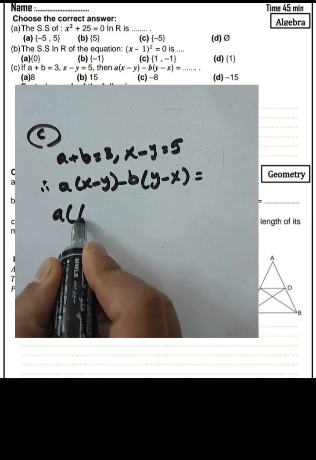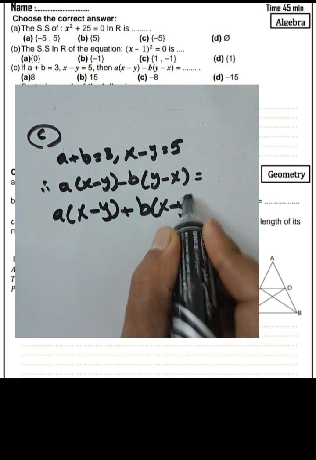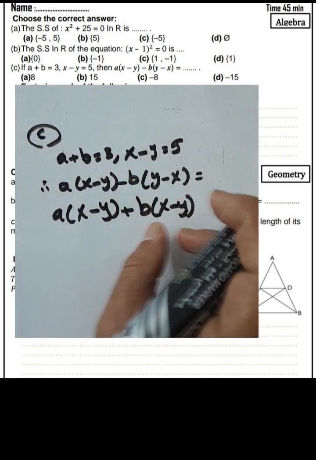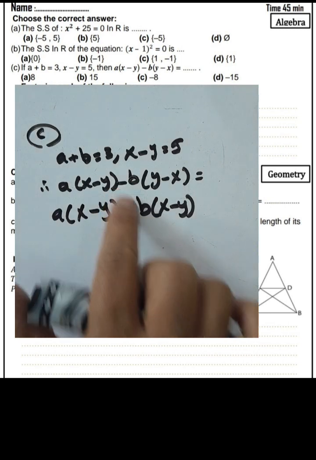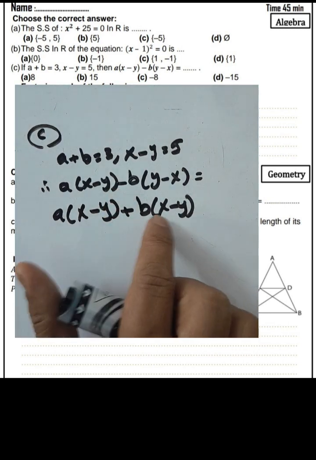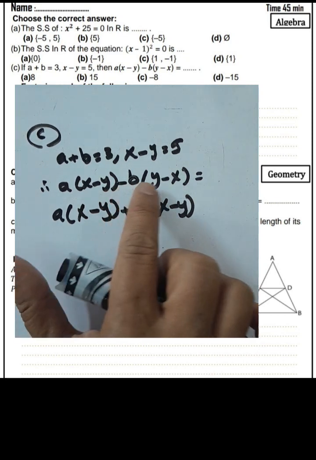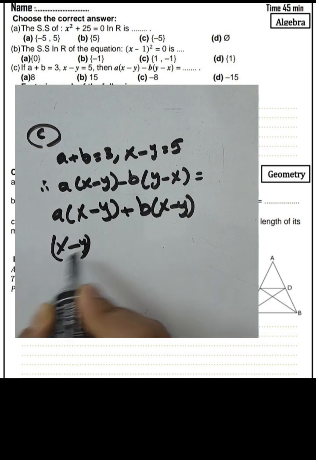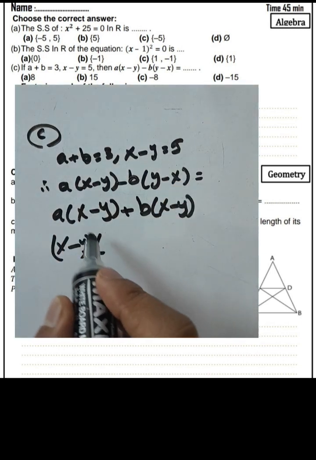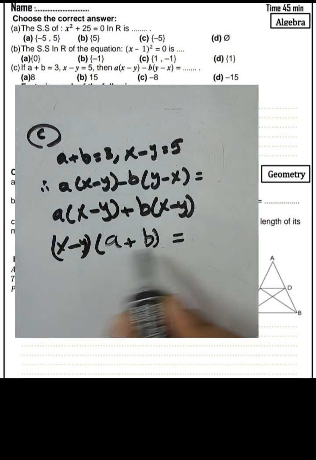You can write a multiplied by (x minus y) plus b multiplied by (x minus y), because we take the negative as a common factor between the two terms, and negative times negative equals positive. We have positive, negative times negative equals positive, and negative times positive equals negative. And then you can write (x minus y) as a common factor between the two terms. Then the remainder here will be a and the remainder here b. The product between them equals what?